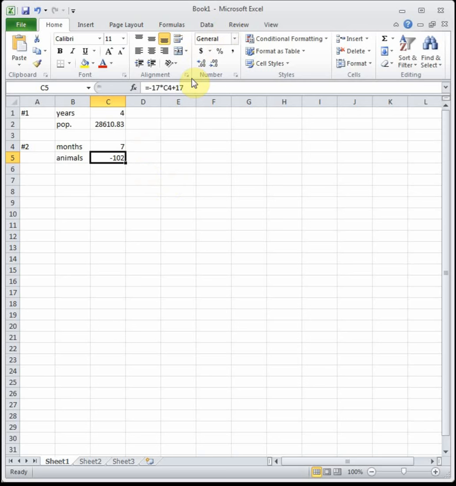Oh, you know what? I messed up my formula. I put a plus 17 here. It should be a plus 715. That's what I get for talking and typing all at the same time. So my equation is negative 17 times months plus 715, because that was our initial value. So we see 7 months later, there will be 596 shrews left on the island. That looks much better. All right, number 3.